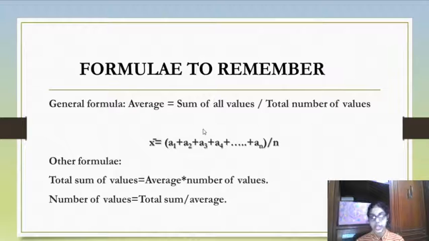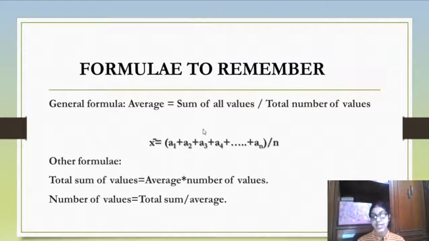An average is equal to the sum of all values that you have in a data set. So all of the values that you have, you add them up and then you divide it by the total number of values. So the number of elements that you have in that problem, you essentially divide the sum by that. An expression in an equation would be x bar, which is the denotation of average, is equal to a1 plus a2 plus a3 plus a4 plus up to an, which is n elements you are adding up. And then that is divided by n, which is the number of elements that you have in the problem.